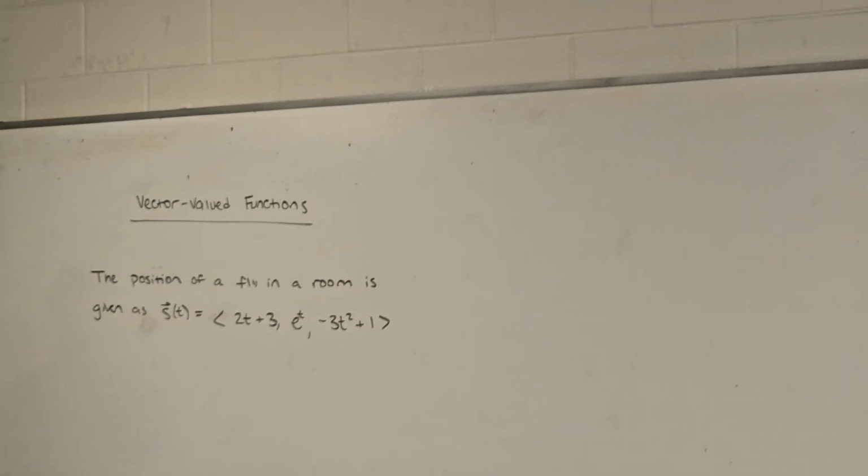So in Calc 1 and Calc 2, when we start doing all the velocity, acceleration, all that normal stuff, application to physics, it's always one-dimensional. So that the problems are always like, oh, a particle is moving along the x-axis. Now that we have three-dimensional space, it's usually some sort of fly or something moving around in the room.